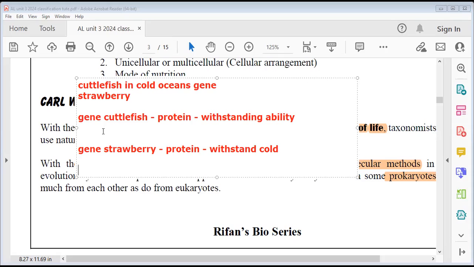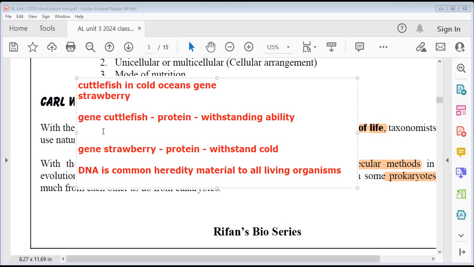Otherwise can't, right? Yes, sir. The point is, DNA is a common hereditary material to all living organisms. Further, the DNA sequence is common to all living organisms.